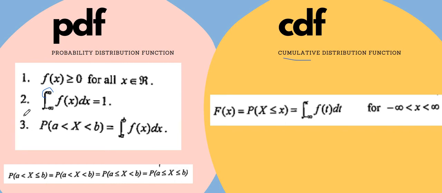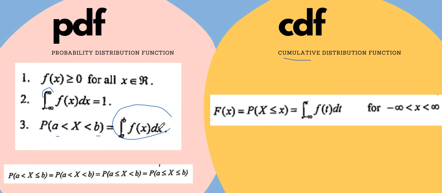For property number 3, the probability between A and B, where A and B are numbers, for example 1 and 2. How do we find the probability? It's not the same as for discrete. To find the probability between A and B, we use an integral. We integrate from A to B: integrate your function with respect to dx, then substitute the values of A and B into the result, and you get the answer. It's slightly different compared to the discrete random variable.